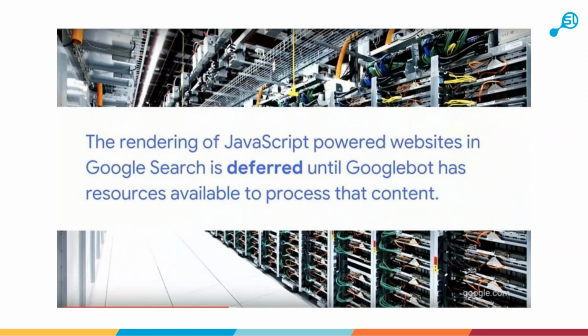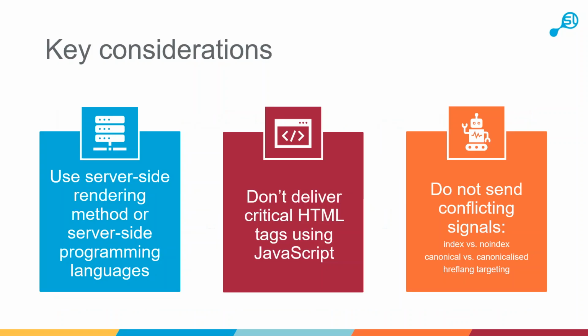So essentially, Google's official version is that the rendering of JavaScript-powered websites in Google Search is deferred until Googlebot has resources available to process that content. And this is where you might have seen a tweet from John Mueller saying that maybe Googlebot didn't feel like crawling and rendering JavaScript at the time. This is really about the resource intensity of JavaScript and how big the JavaScript can get in terms of content delivery.